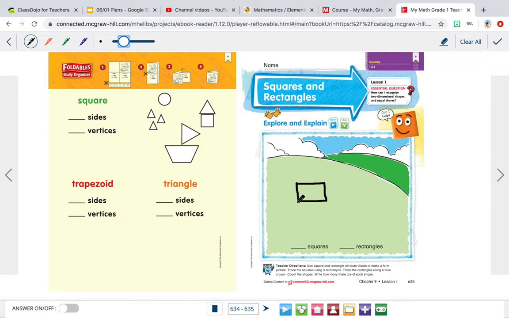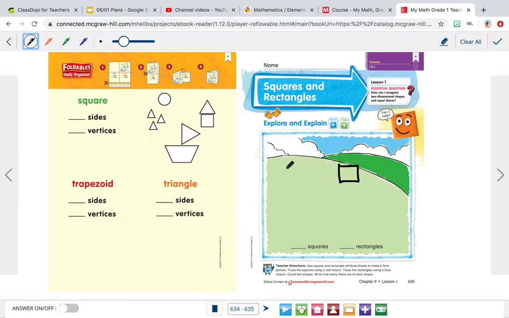A rectangle looks like this. So a rectangle, it's smaller, so it's a rectangle. So actually, let me show you. Give me 1 second. So what I'm going to show you first is how to make the square. How to make a square is you just have to make sure that all the sides are equal. See how it's more like a box?